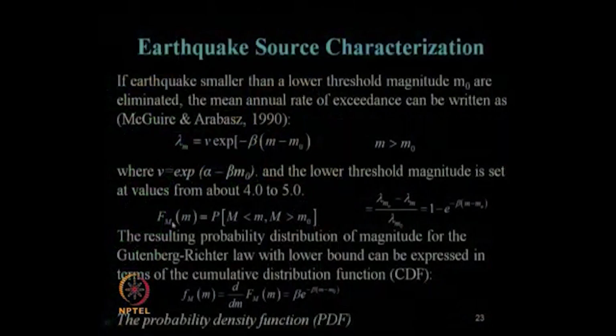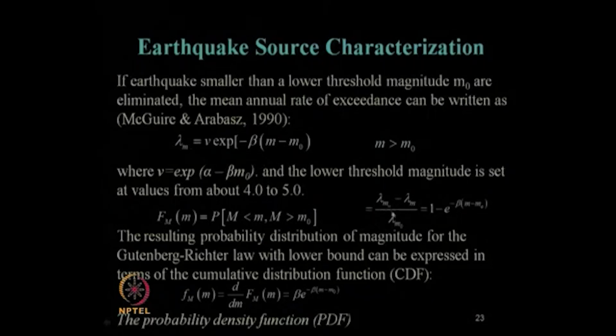So, now by defining that, in what way can we write this equation? We can write it in this form, that is lambda of m naught minus lambda of m by lambda of m naught, which is nothing but 1 minus e to the power minus beta m minus m naught. So, the resulting probability distribution of magnitude for the Gutenberg-Richter law with the lower bound, this lower bound m naught, can be expressed in terms of cumulative distribution function, which in short we call CDF.